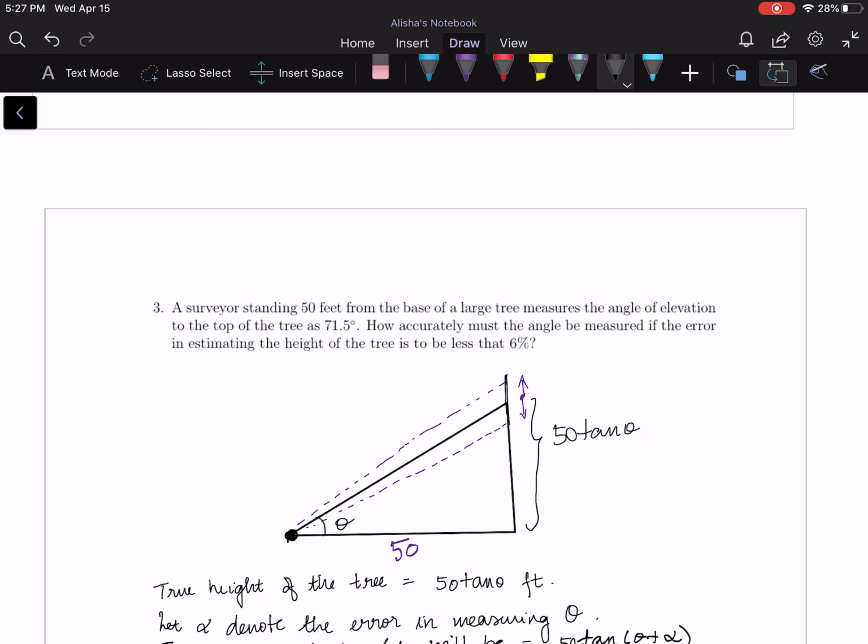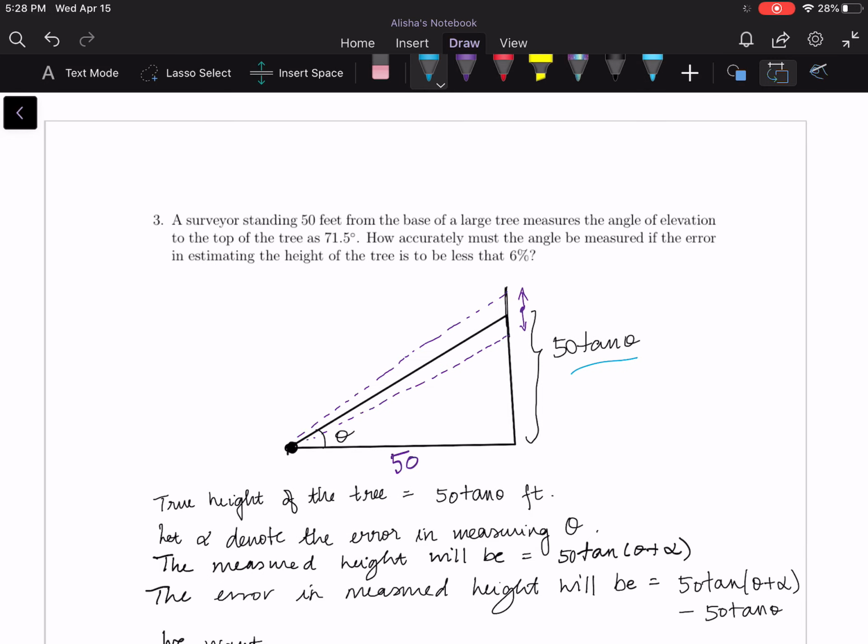We know that the distance from the surveyor to the tree is 50 feet, and it's really going to help me to give a name to that angle of elevation. So I'm going to denote the true angle of elevation to the top of the tree as theta. Then the true height of the tree should be 50 tan theta. So that's essentially the first line over there.